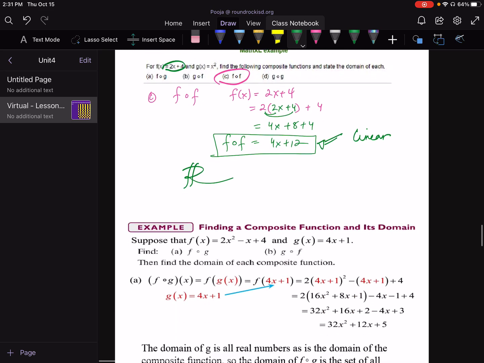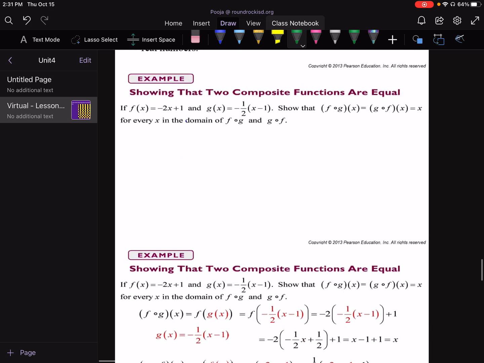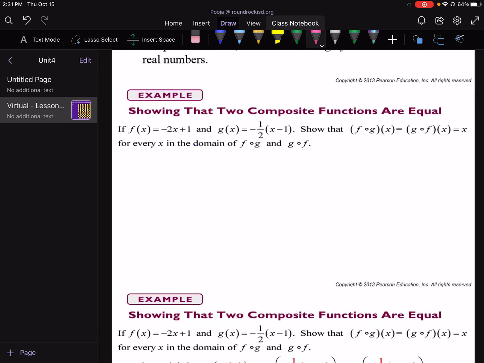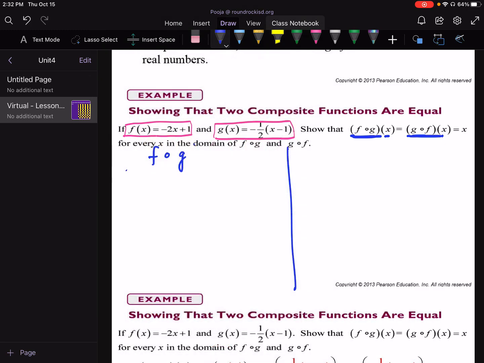Okay, one last thing for 4.1 is to show that two compositions are equal. First, register in your mind function f and function g. The two functions given, one is called f, one is called g. They want me to show that f of g for any x value is the same as g of f for any x value. So I'm going to split my workplace. I'm going to do f of g here. So that means you take the g function and put it into f. Fusion time.